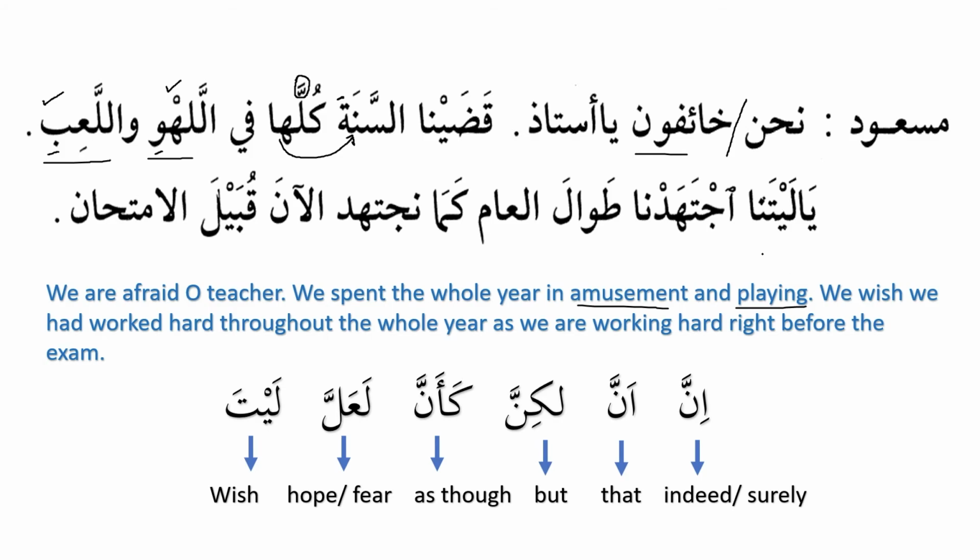Ya laytana. So this is the last sister of Inna. We have discussed the 5 sisters or the 4 sisters of Inna, and this is the last sister. Ya laytana. And basically it is ijtahadna. Because this is Hamzatul Wasl, we will say Ya laytana ijtahadna. But if you want to make it easier, you can also say Ya laytana ijtahadna tawal al-ami. So now it is used to express a wish, and the wish that is impossible or in the past. Ijtahadna tawal al-ami. We wish we had worked hard throughout the whole year.